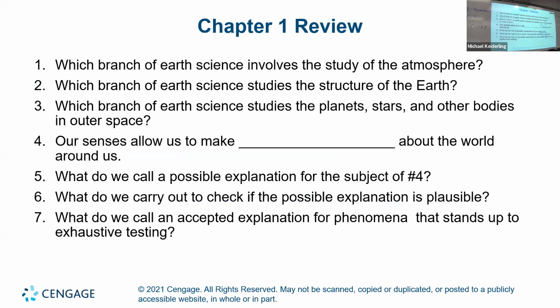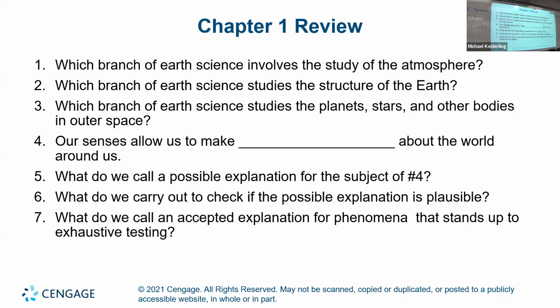So let's review chapter 1 and go through. What branch of earth science involves the study of the atmosphere? That is meteorology. What branch of earth science studies the structure of the earth? Yes, it is geology. What branch of earth science studies the planets, stars, and other things in outer space? Astronomy.